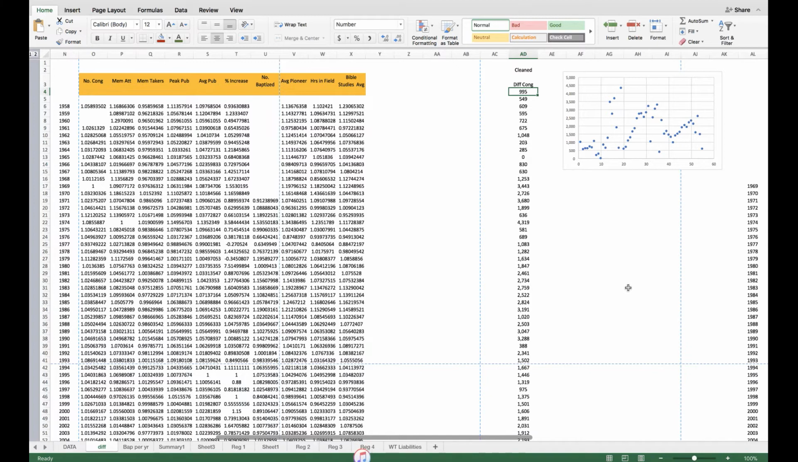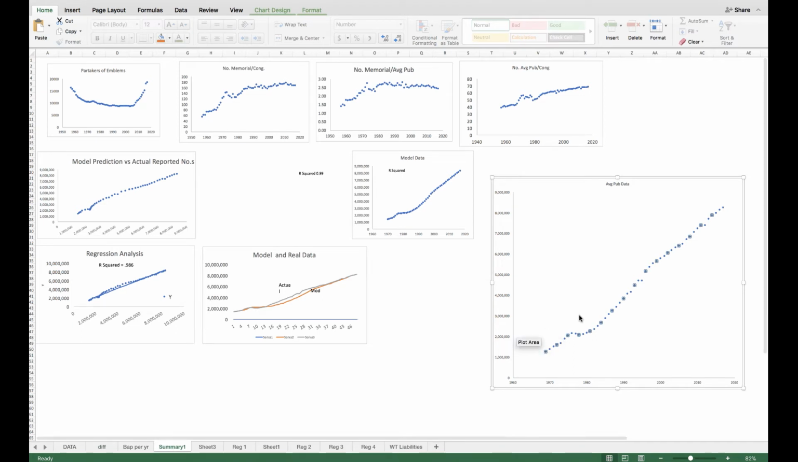And that is incredibly tight, incredibly tight. What the R squared tells you is that the variability in this data, the change from year to year, is attributable exclusively to growth, and no other factors. And this is just too good. The data is just too good to believe.